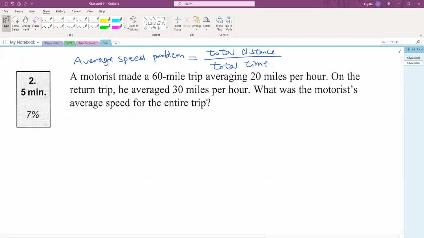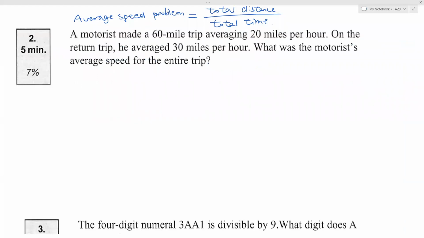So let's find someone to, Kevin, you wanna try? Why don't you read the problem first? So, a motorist made a 60-mile trip averaging 20 miles per hour. On the return trip, he averaged 30 miles per hour. What was the motorist's average speed for the entire trip?